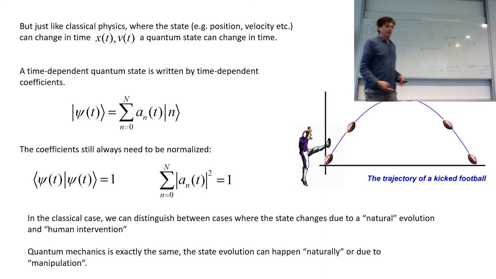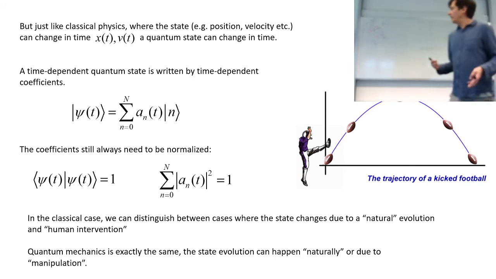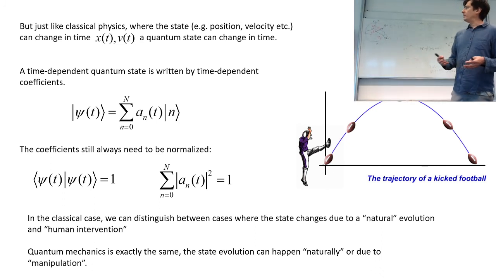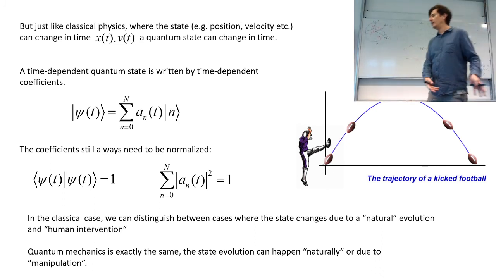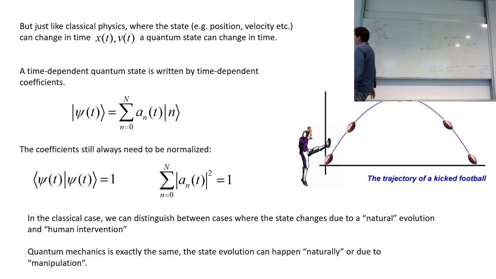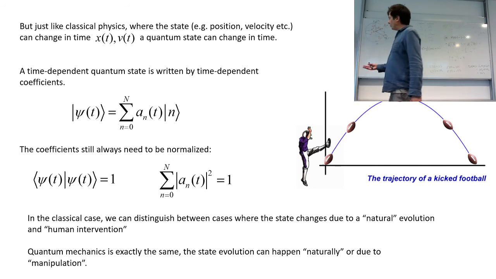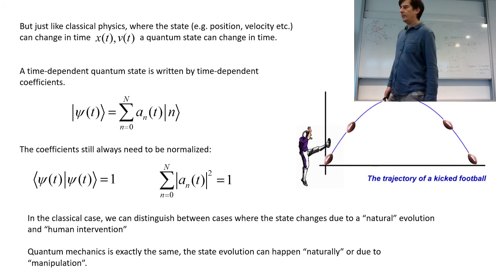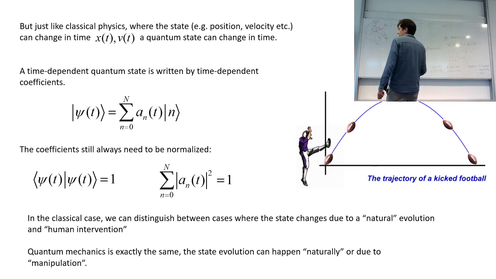So predicting how things behave from some initial condition and then sending it forward in time is a pretty natural thing to do in classical physics. And also this is true in quantum physics. And how do you incorporate time into a quantum wave function? Well, it's quite simple.